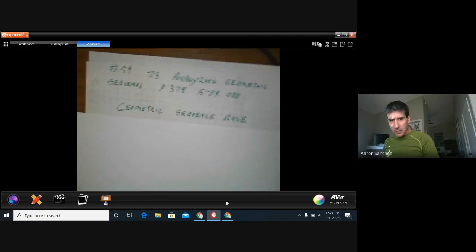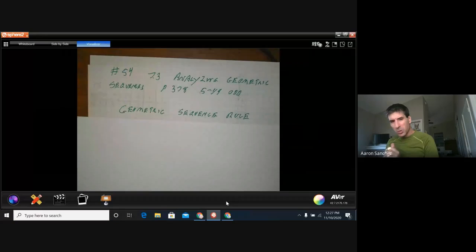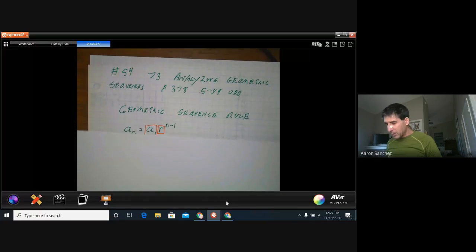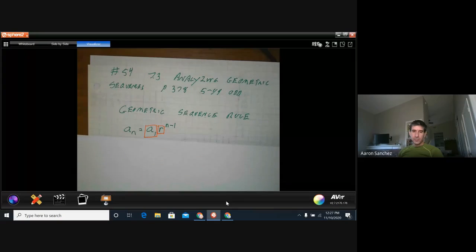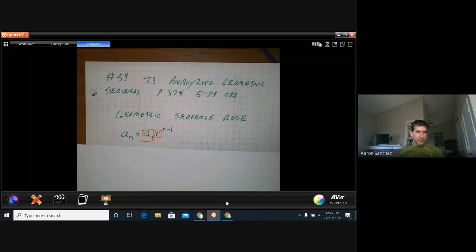What is a geometric sequence rule? Remember they had the arithmetic sequence rule? We'll write this down. The geometric sequence rule is this: a sub n equals a sub 1 times r to the n minus 1. So write that down. That's important. Like 90% of our lesson is based on that rule.